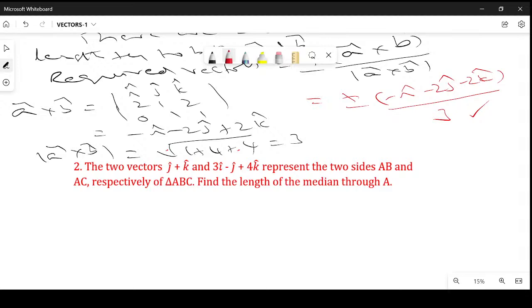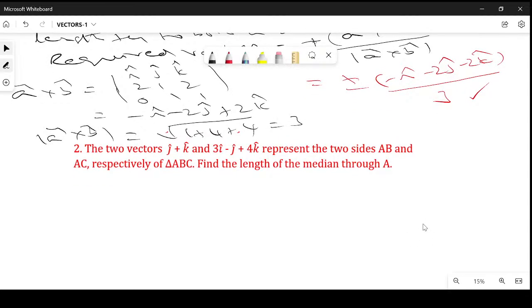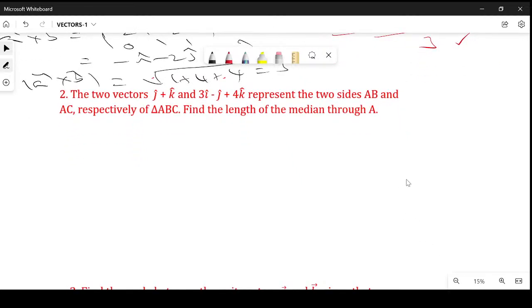We do the next one now. I will explain the second one now. See the second problem. You should solve the problems parallel to me, then it will be easy to understand. They are given the two vectors j cap plus k cap and 3i cap minus j cap plus 4k cap, which represent the two sides AB and AC respectively of triangle ABC. Find the length of the median through A. You think about this problem.